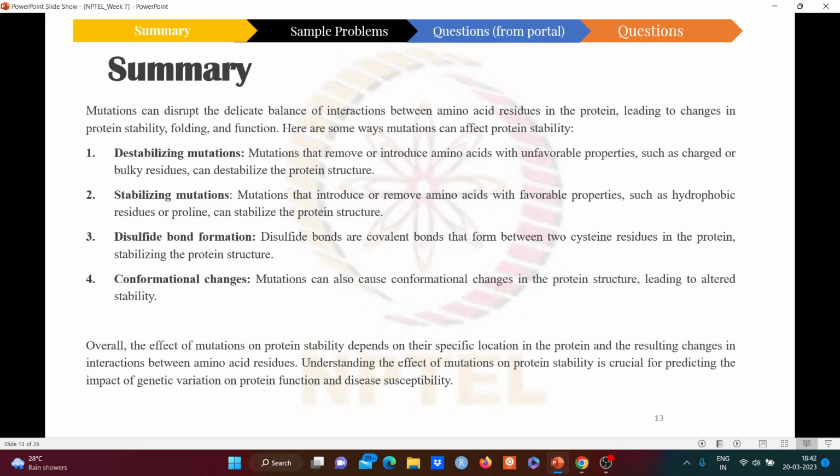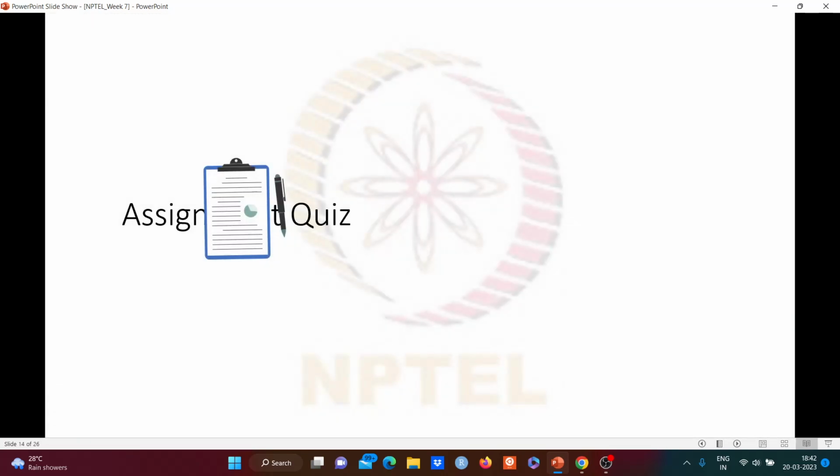Overall, the effect of mutations on protein stability depends on their specific location in the protein and the resulting changes in the interactions between the amino acid residues. Understanding the effect of mutation on protein stability is crucial for predicting the impact of genetic variations on protein function and disease susceptibilities. Okay, I'll discuss point mutation.